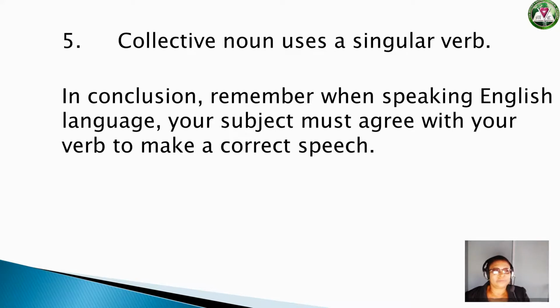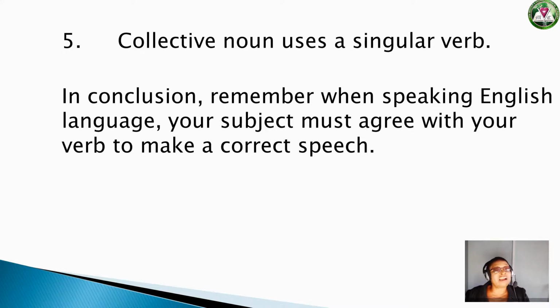Another rule. Rule 5. Collective noun uses a singular verb. I repeat. Collective noun uses a singular verb. For instance, a bunch of bananas is on the table.